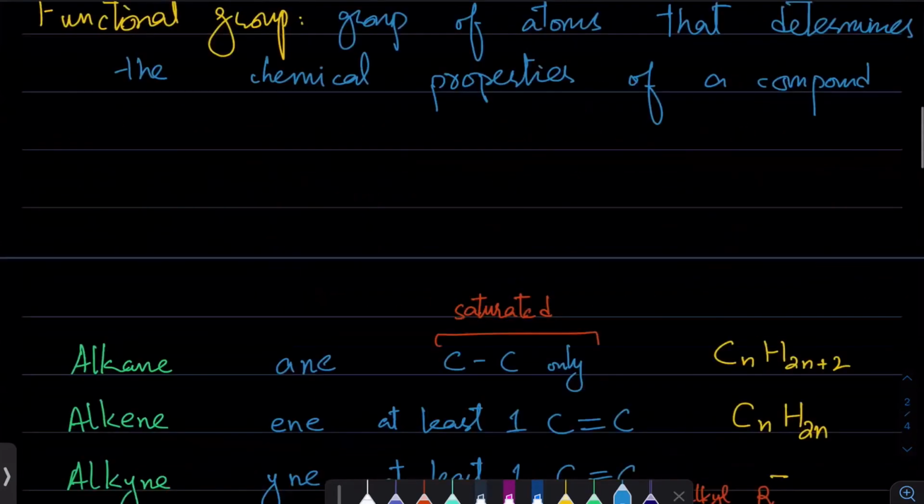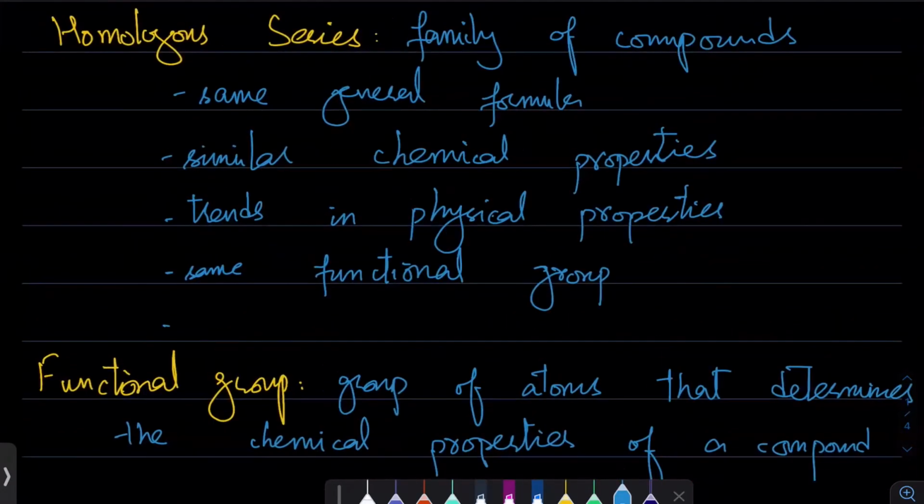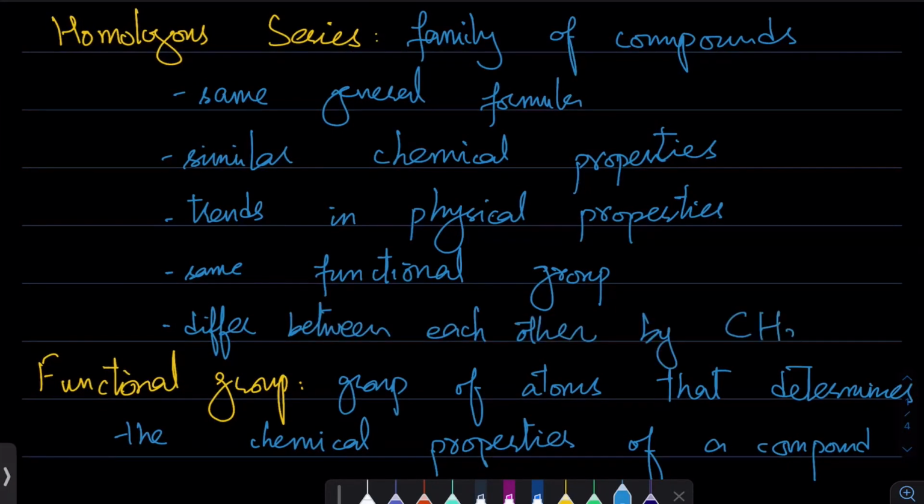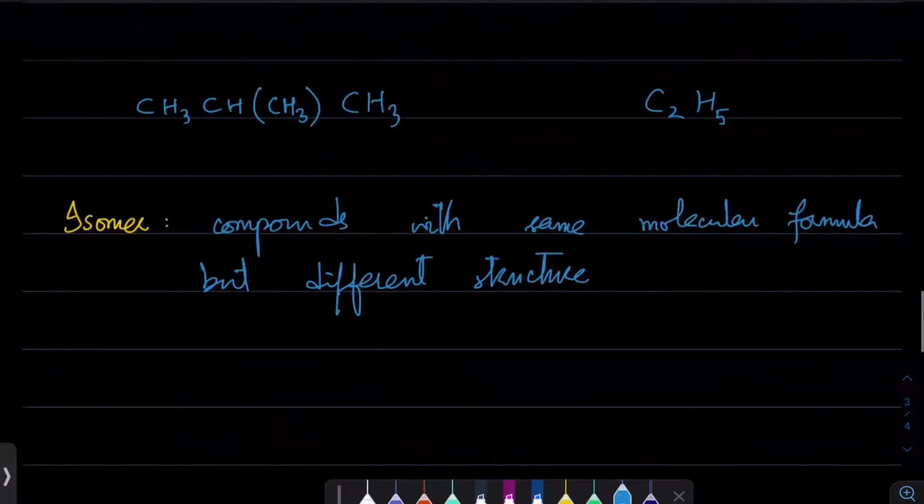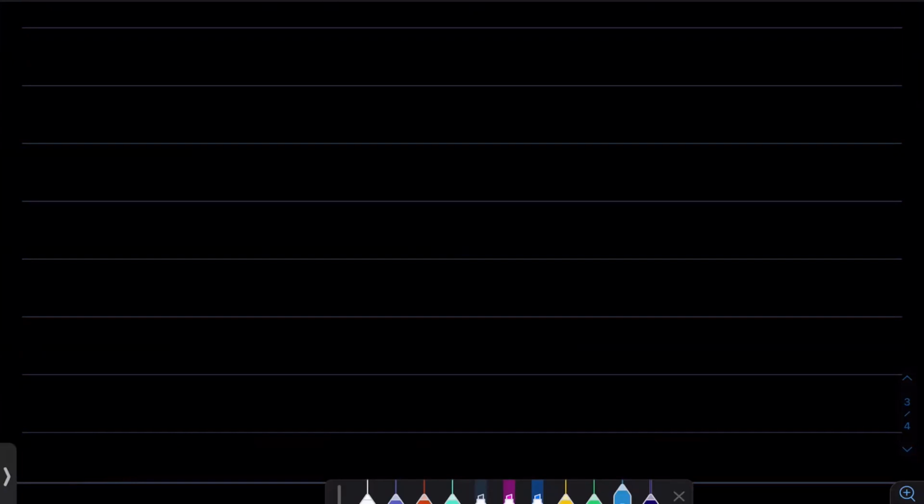In homologous series, I forgot to mention one thing, that they differ from each other by CH2. Let me illustrate that with an example. So let's say I try to draw alkenes. What do alkenes have? Alkenes have a double bond. So my first alkene should have 2 carbons, right? So I make 2 carbons. They have a double bond. I fill them up. So 1, 2, 3, 4.